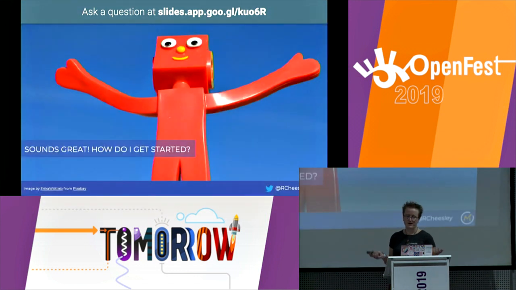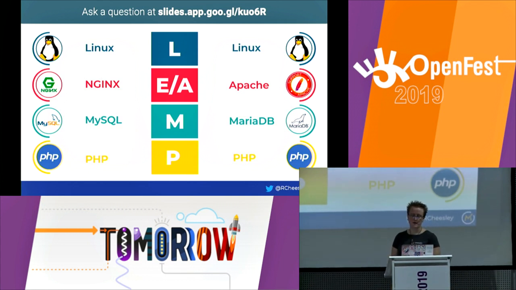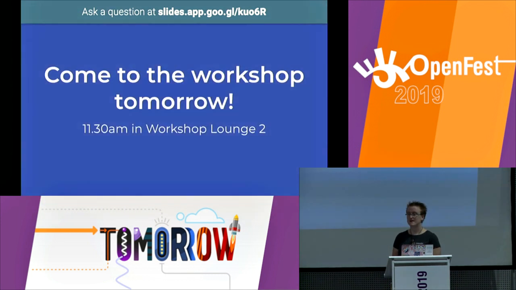So, sounds great. How do I get started? Mautic works best on a LAMP platform or a LEMP platform, depending on your preferences. You can run it on Windows, but most people will run it on Linux. You can download it for free because it's open source, either through GitHub or through mautic.org/download.